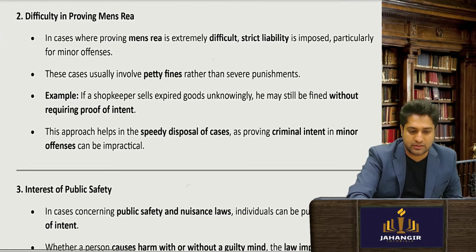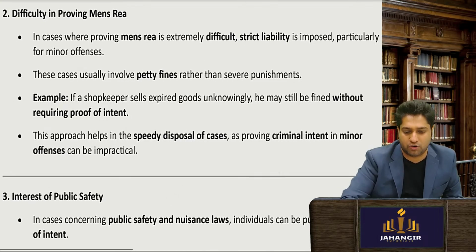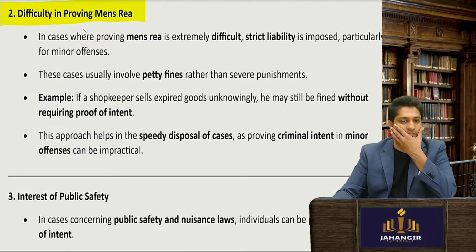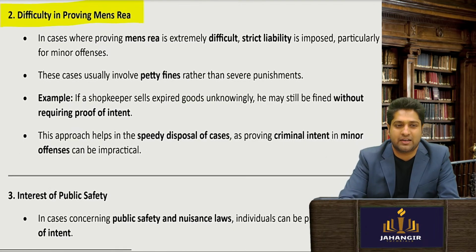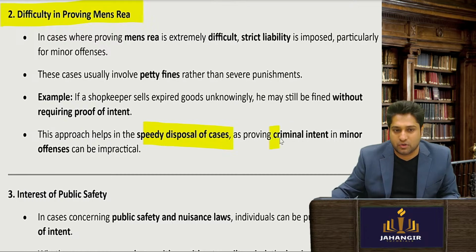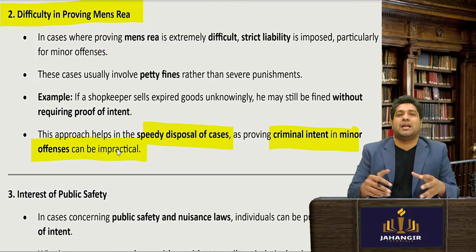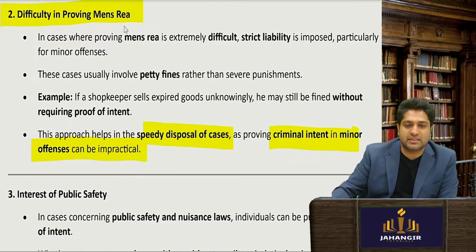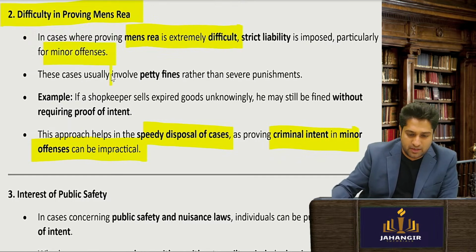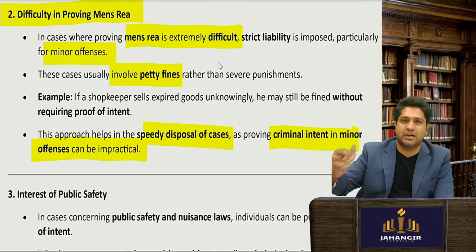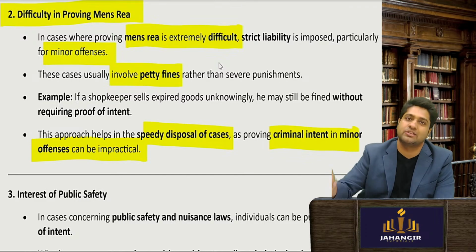Okay. Now, the second situation is minor offences where it is difficult to prove mens rea. So the law says that it's a minor offense and we want to settle the case quickly. In minor offenses, it is impractical to do research into your mind, etc. So they have said that you are liable. In cases where mens rea is extremely difficult to prove, in minor cases, a penalty is there, rather than severe punishment. Instead of looking into the guilty mind, the act itself, the allegation itself, is sufficient.